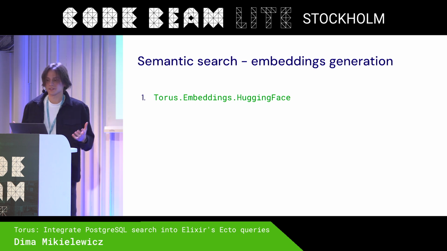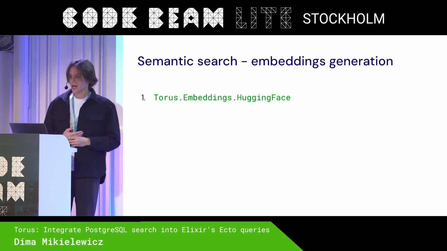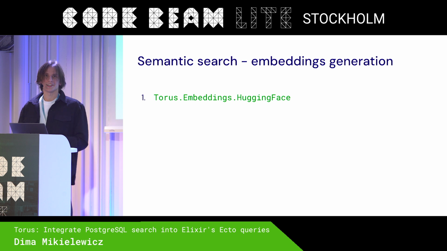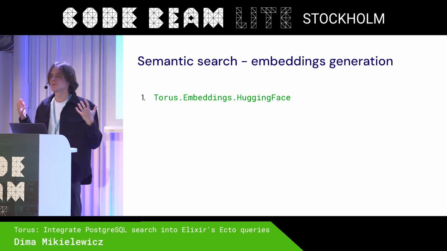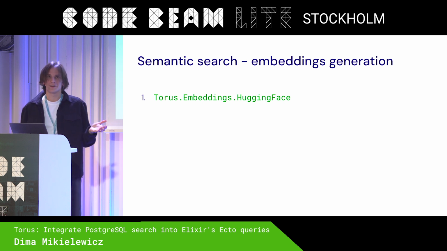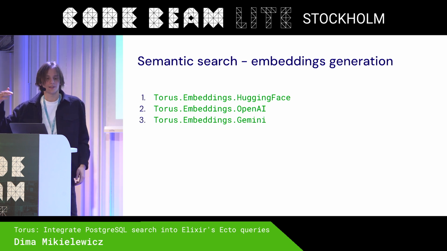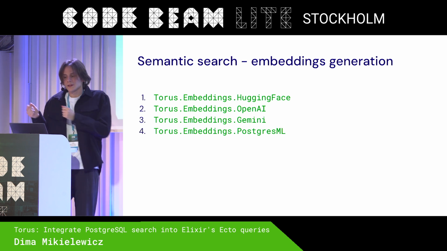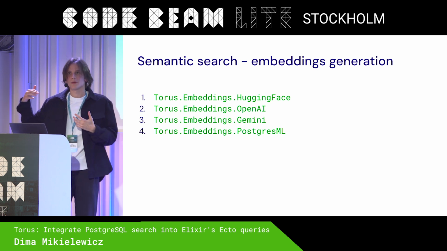And the core of semantic search is generating embeddings. And Torus has your back in generating embeddings. So Torus supports multiple embedding generators. And in these multiple embedding generators, there is Hugging Face. How it works: Hugging Face has an API where you send them the string, the term, and they return you an embedding. And this works in batch.